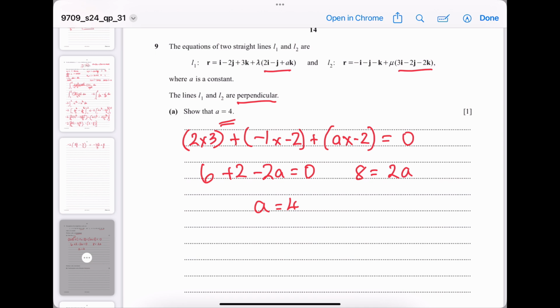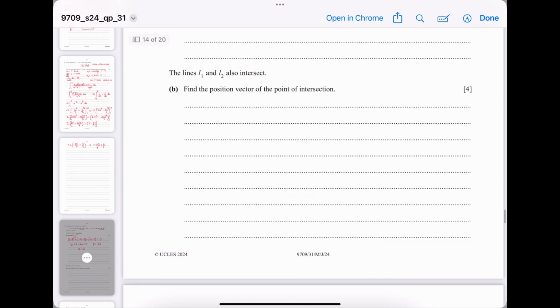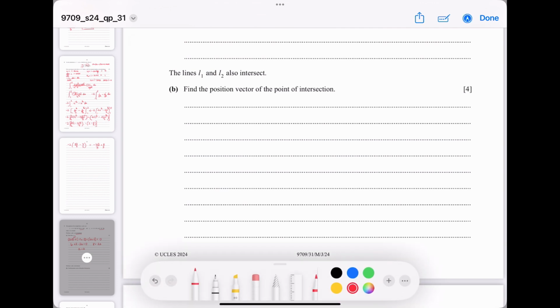And if they meet, which the question states that they do, then those i, j and k equations would be equal to each other. So I would see that 1 plus 2 lambda would equal negative 1 plus 3 mu. Negative 2 minus lambda would be equal to negative 1 minus 2 mu. And 3 plus 4 lambda is equal to negative 1 minus 2 mu. Let's rearrange these a little to make it look a bit nicer.